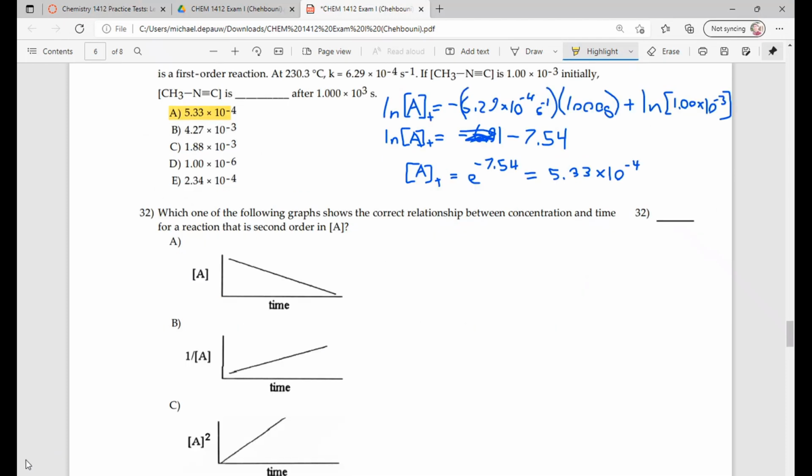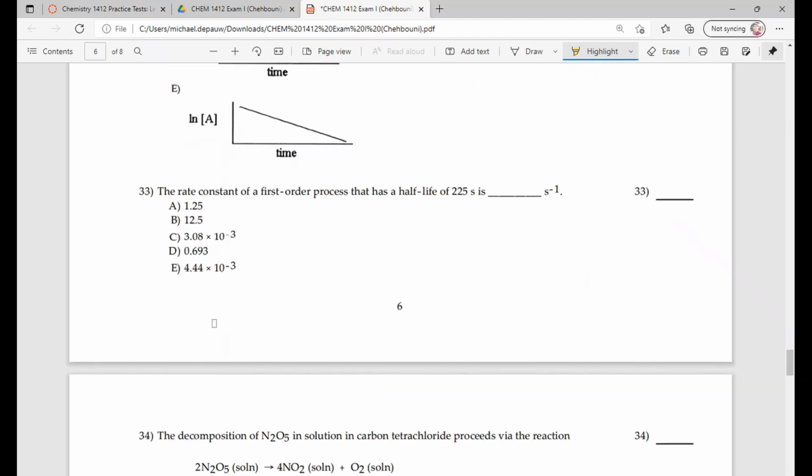Let's do 33 and 35. Okay. So 33 says the rate constant of a first order process that has a half-life of 225 seconds is blank. Now, this doesn't give you a whole lot of information to start with. Did your professor indicate what formulas he would give you at all, if any? None. None, okay.